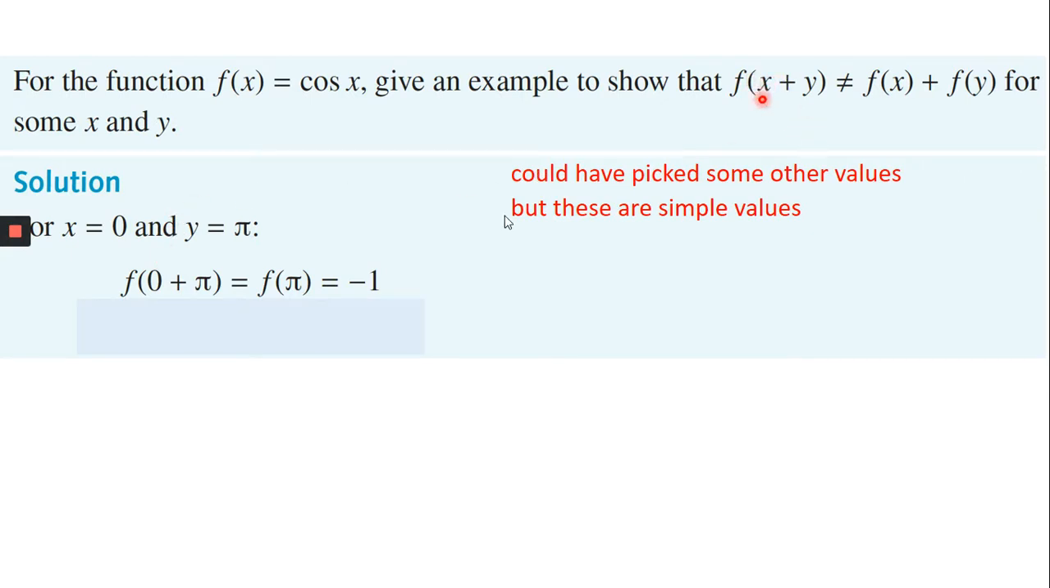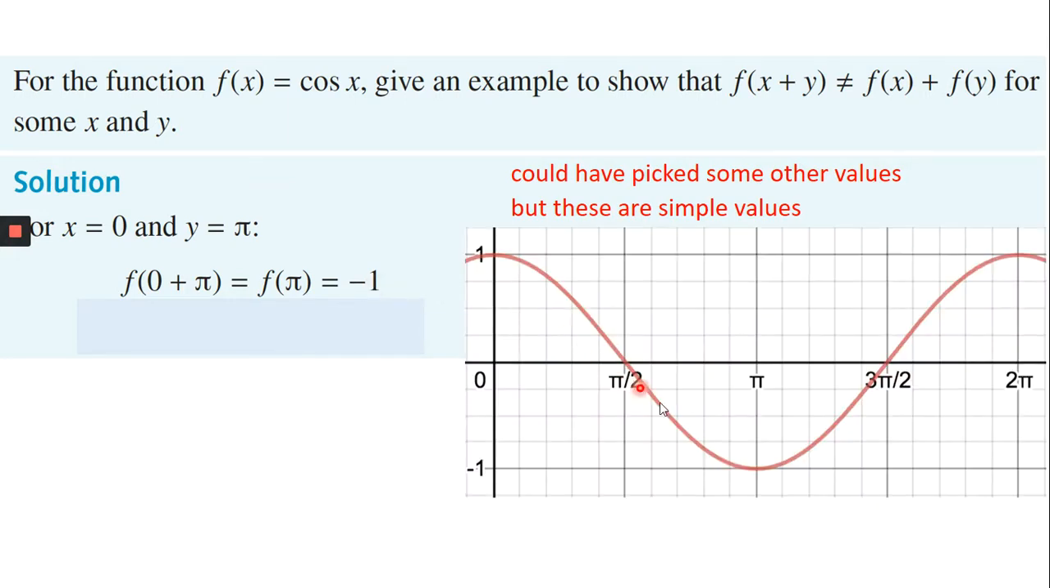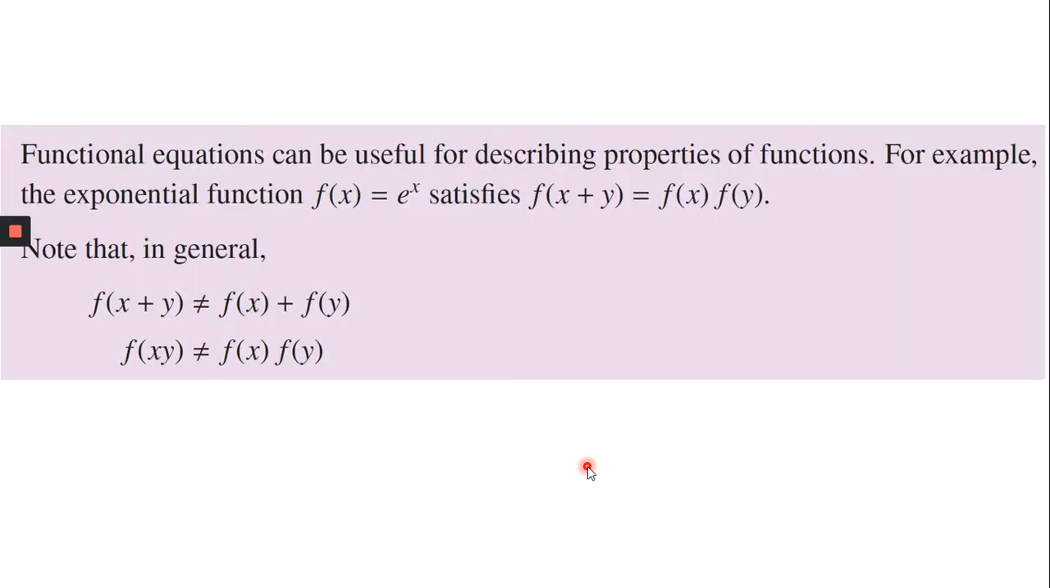So f of x plus y. If we think 0 plus pi is just pi, and we're in cos, so cos of pi is minus 1. Now if we split them up, f of x plus f of y: f of 0 is 1, and f of pi we already know is minus 1, so 1 plus minus 1 is 0. So we've proven that they're not equal to each other. Again, I've just gone to a graph because I'm a visual person, just to help me with that visualization. So proven that it's not true.